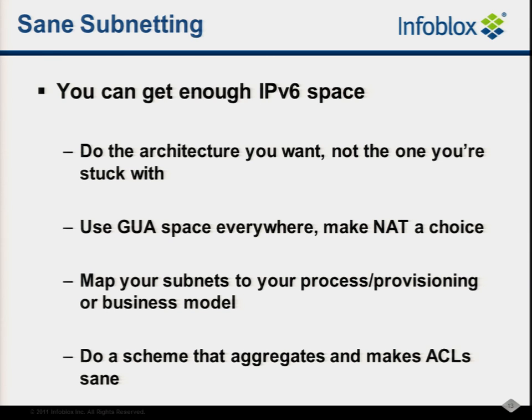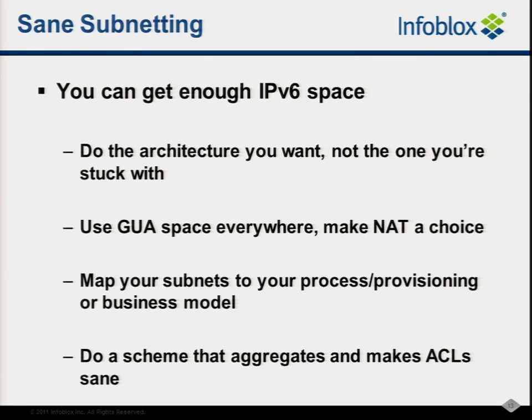My recommendation, of course, is use global unicast. If you have to do NAT, even then, NAT GUA addresses on the back end. You'll have a choice. And if you can finally convince people that NAT really is not security, you don't have to renumber from ULA to GUA later. And map your network to the way you do business.